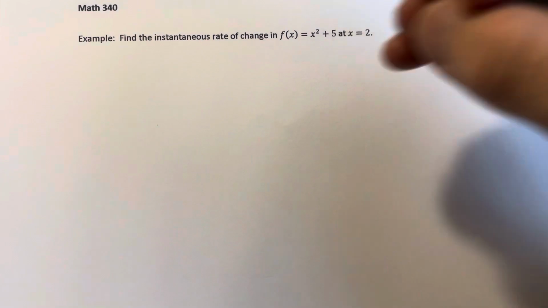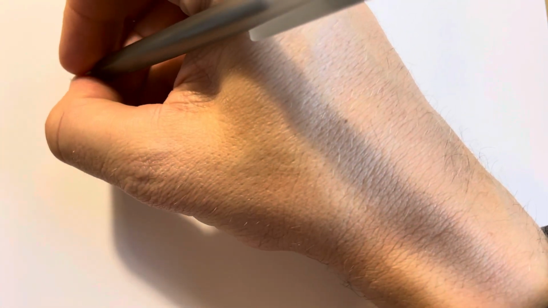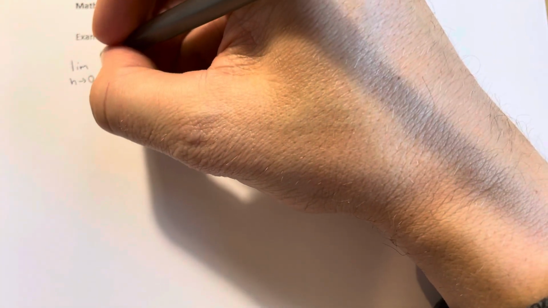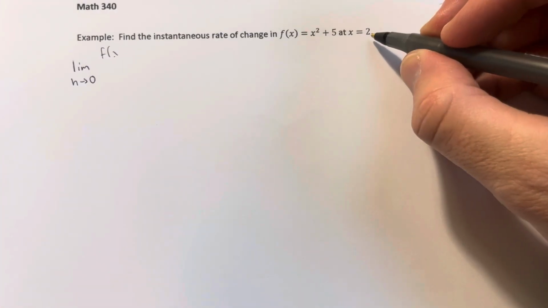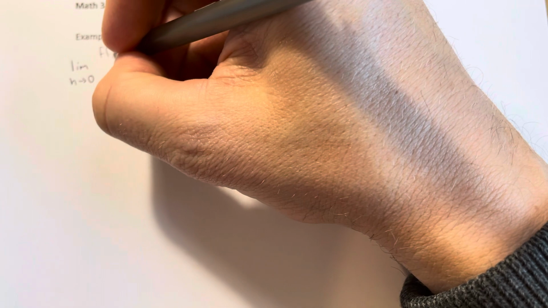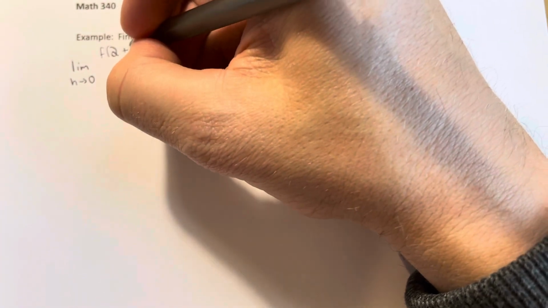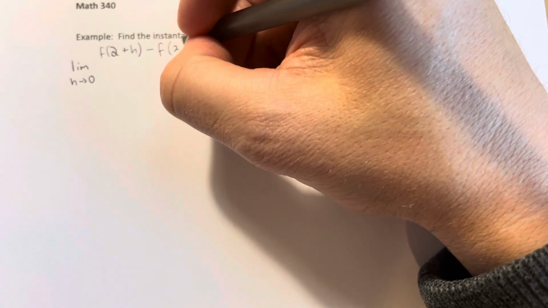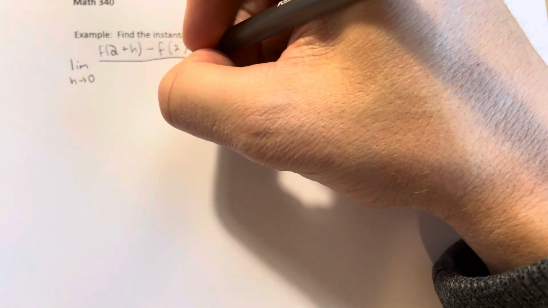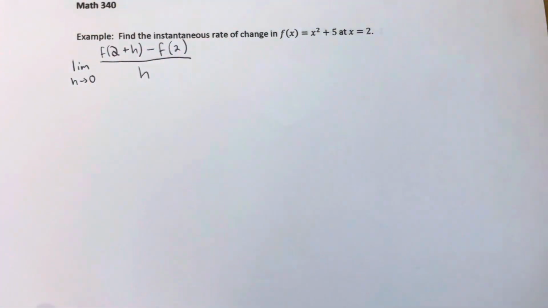So that instantaneous rate of change was defined to be the limit as h approached 0 of f of a plus h. Now, in this case, a is 2. So I'm going to write that as 2 plus h minus f of a, which is 2, all over h. Okay?